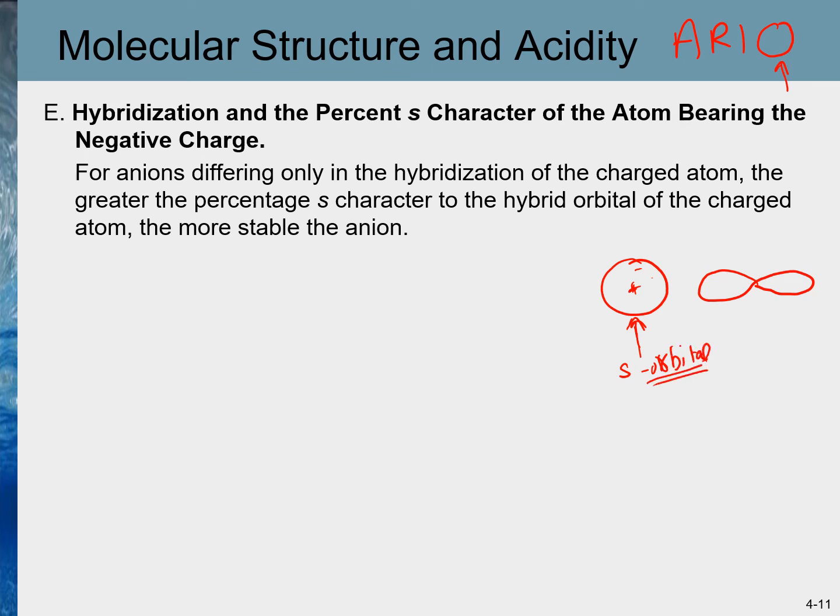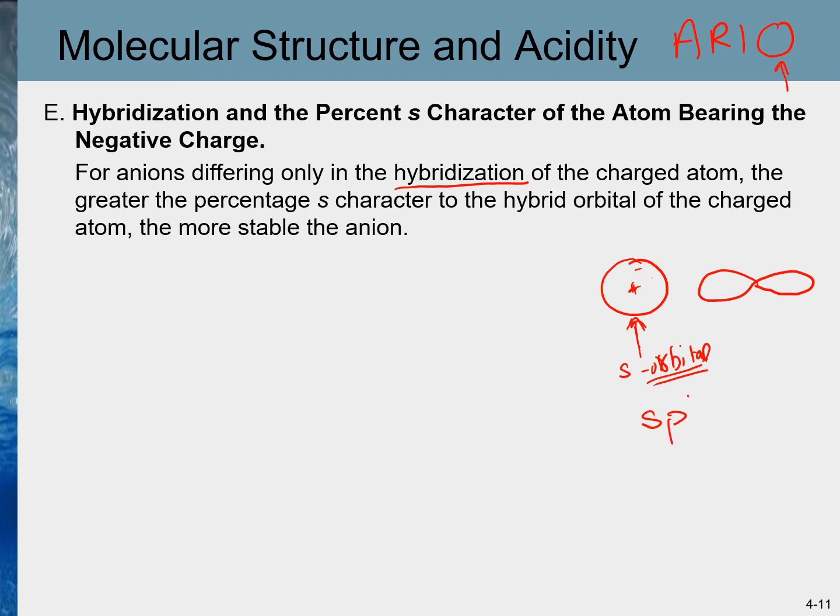Now, in the case of organic compounds, we have neither pure s nor pure p. We have hybridization. So then it depends on what kind of hybridization state we have. We have three different kinds of hybridization states available. One is sp3, the second one is sp2, and finally we have sp hybridization.